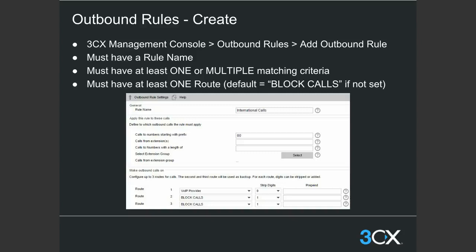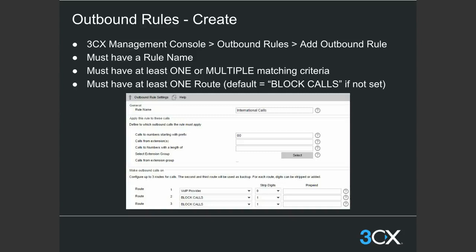To create the outbound Roules is very simple. You will need to go to the management console, go to outbound Roules, and click on add outbound Roule. You must give the Roule a name. This name is used during troubleshooting, and you will need to have this clearly defined for troubleshooting purposes.